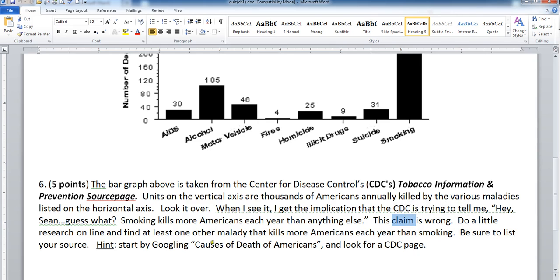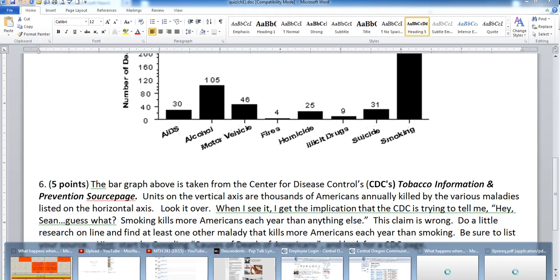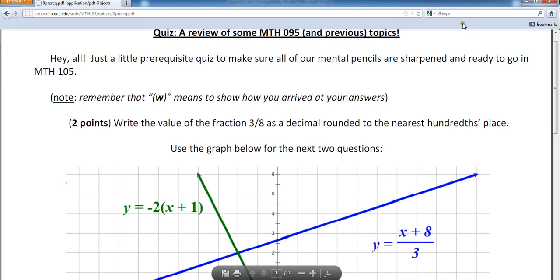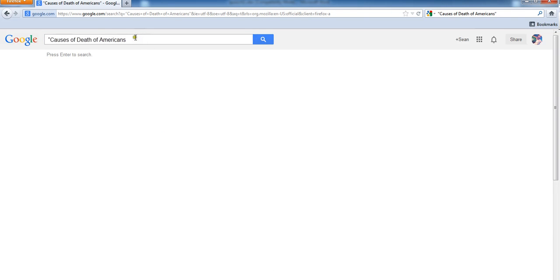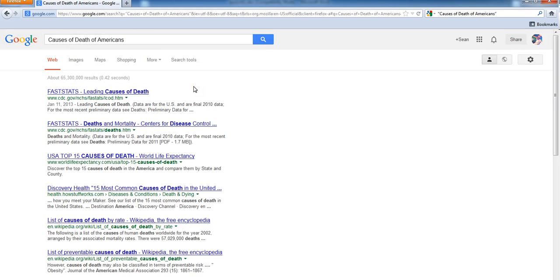So what I said was, Google causes of death in Americans, and I'm going to copy that. We're going to open a Google window. I've got a lot of them open already. We're going to slap that in right here, causes of death in Americans. And here she goes. I'll take the quotes off, that's a little too specific. Okay, and I said look for a CDC page. So here's one here. This is not a CDC page. 15 most common. Let's look at a couple of these.